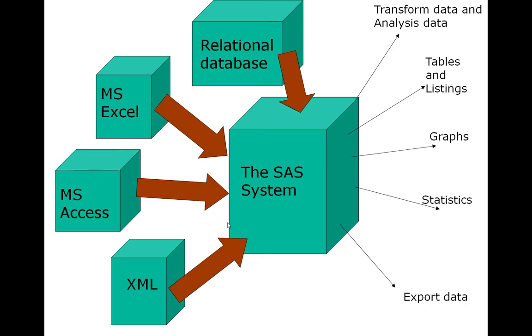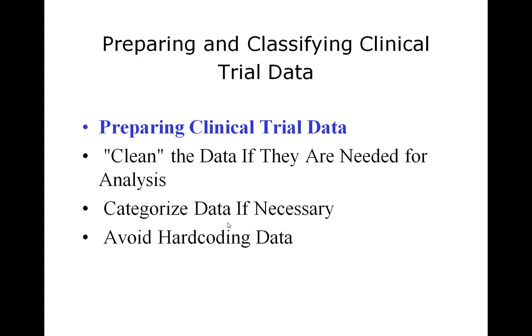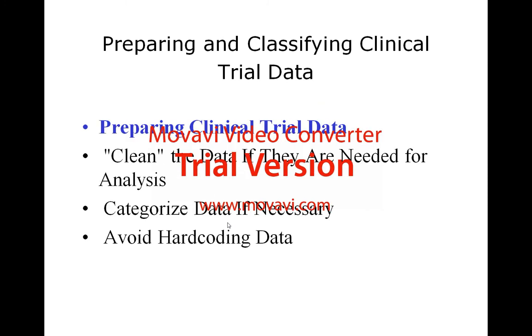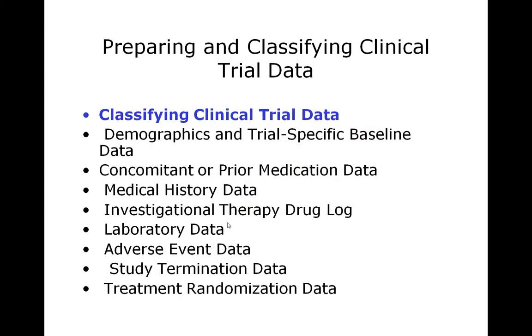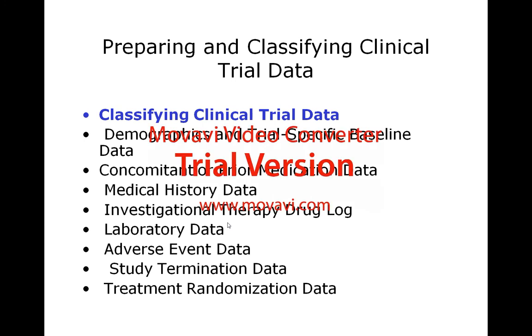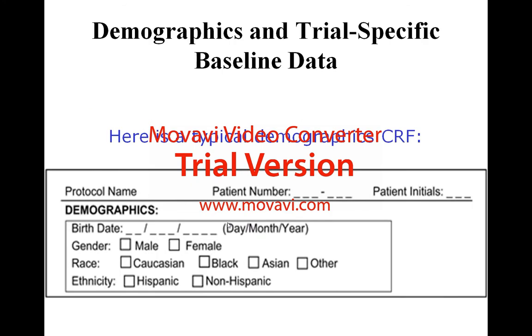Okay, then these are the tasks which we'll do every day: cleaning the data, categorizing, hard coding. So we have some 20 types of programming, which I will explain later. These are all the clinical trial data classifications. We will discuss these in the CDISC SDTM: what is demographics, concomitant medications, medical history, lab data, adverse events, and study termination, which is called disposition.